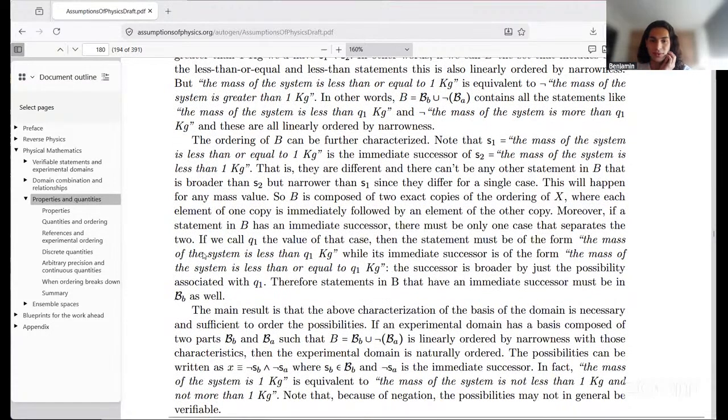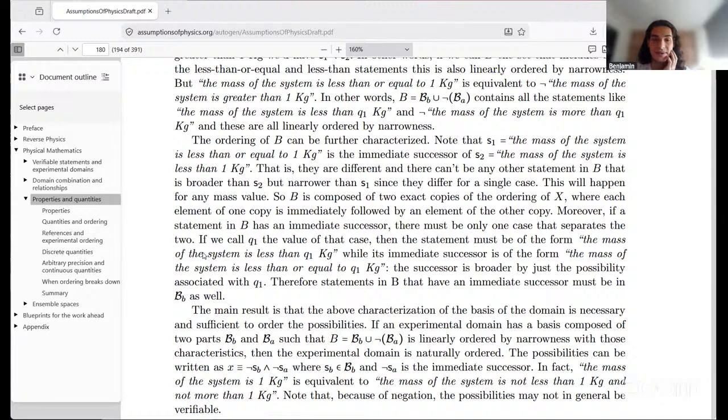Right. The ordering of B can be further characterized. Note that S1, "the mass of the system is less than or equal to 1 kilogram," is the immediate successor of S2, "the mass of the system is less than 1 kilogram." That is, they are different, and there can't be any other statement in B that is broader than S2 but narrower than S1, since they only differ for a single case. This will happen for any mass value. So B is composed of two exact copies of the ordering of X, where each element of one copy is immediately followed by an element of the other copy.